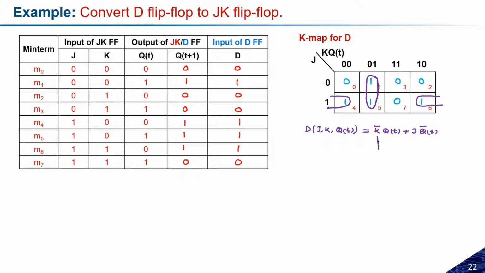One logic gate is needed for this K complement. Okay, so that is an inverter. I need one AND gate for this operation, and one AND gate for this operation, and then I need one OR gate for this one. So in total, I need 4 logic gates: one inverter, 2 AND gates, and one OR gate. Okay, so these kinds of logic gates are needed to implement it. So let us try to implement it.